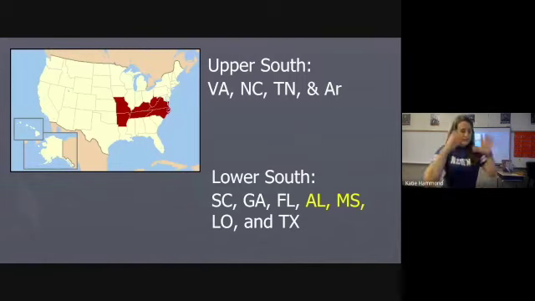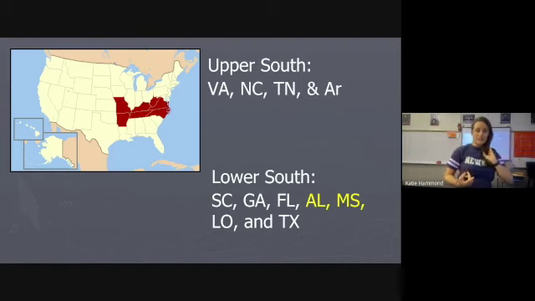So, for instance, the characteristics of the upper South: they're more urban areas, like Richmond, Virginia. Remember Tredegar Iron Works. They're much more urban areas. And we know that the upper South isn't really going to focus on cotton. What will they focus on? Tobacco.